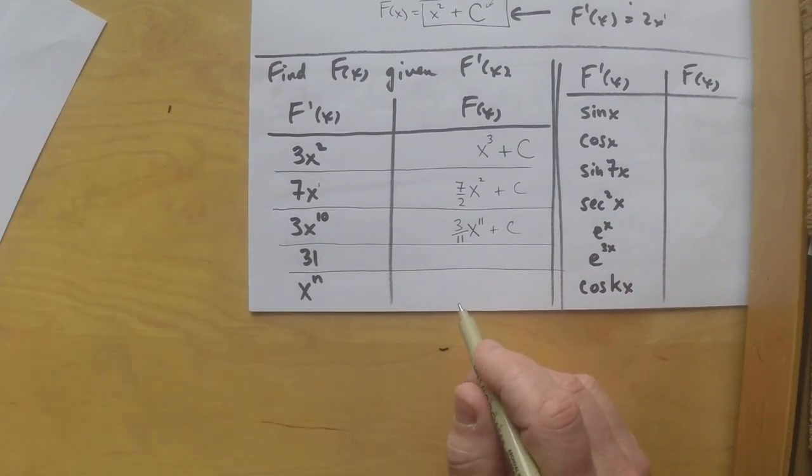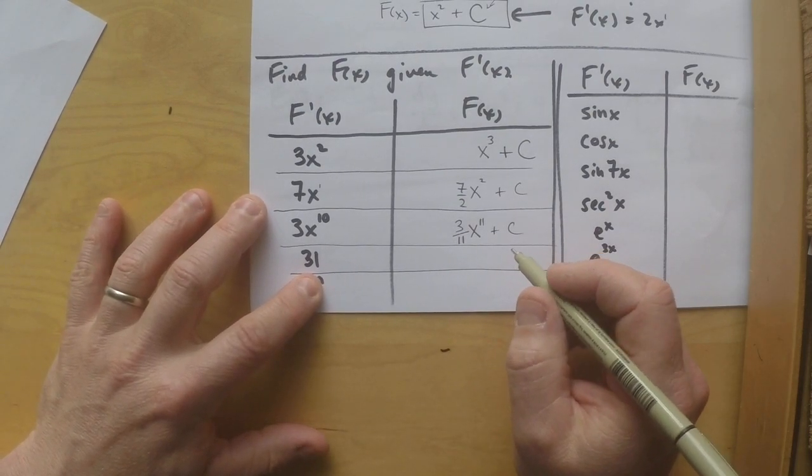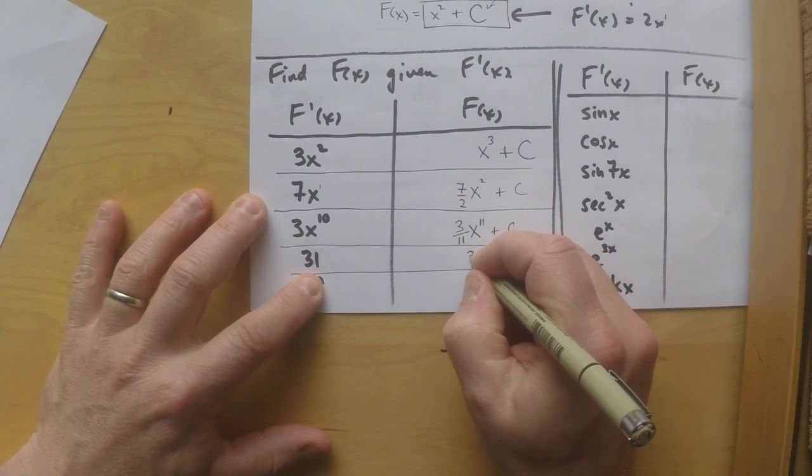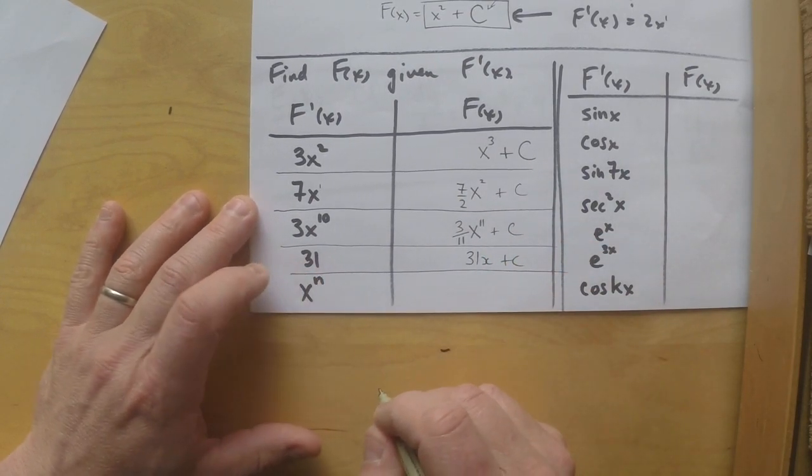31. What's the antiderivative of 31? Well, it would have to have been 31x plus c.